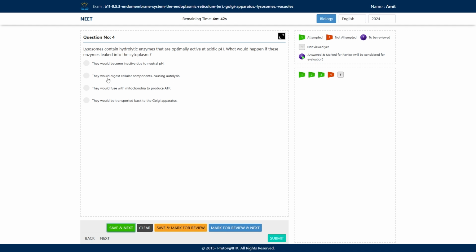Okay, the correct answer here will be option number B. They will digest the cellular components, causing autolysis. So that's why they are known as the suicidal bags.